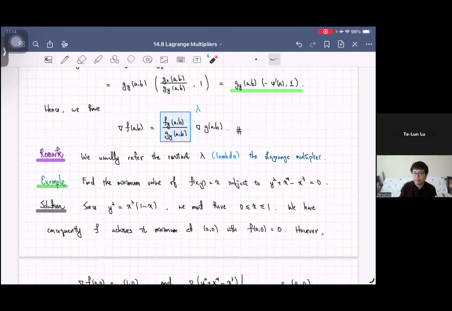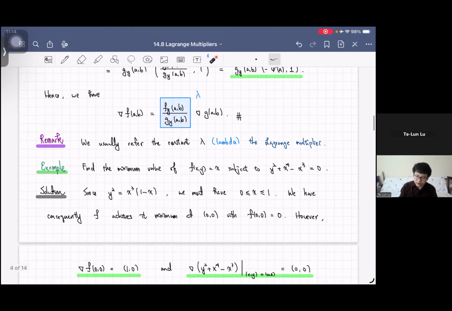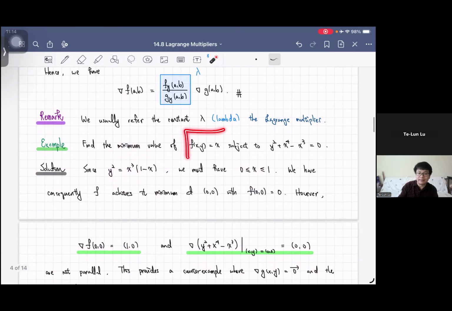And of course, x can be 0 because the point (0, 0) is on the curve. So consequently, this function has its minimum as 0 because you cannot have negative x. So the minimum is achieved at the point where f(0, 0) is 0.